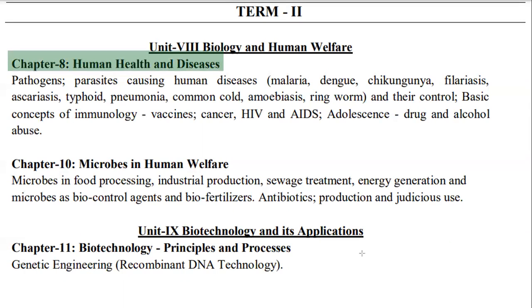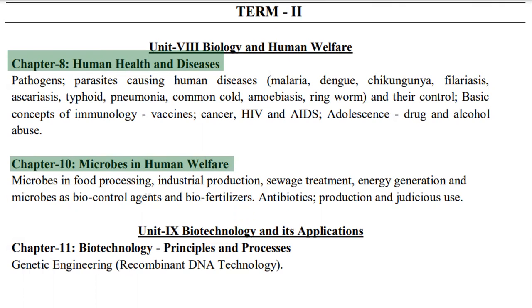And after that comes microbes in human welfare, chapter number 10. Another simple chapter, a theory chapter. Yes, microbes in food processing, industrial production, sewage treatment, energy generation, and microbes as biocontrol agents and biofertilizers, antibiotics production and judicious use. That's about chapter number 10, microbes in human welfare.